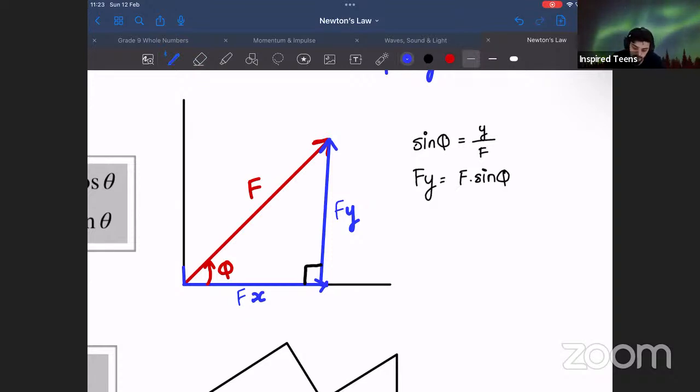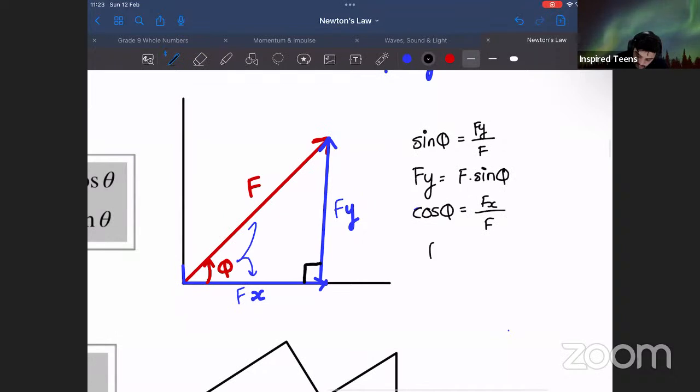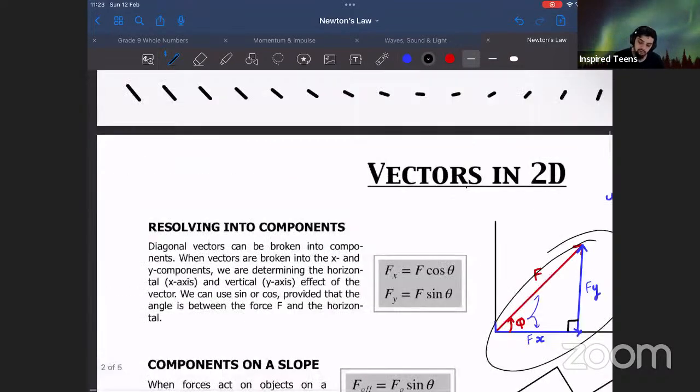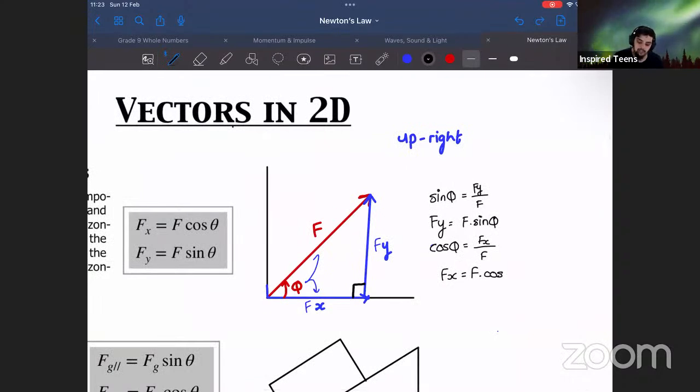Now in this case, yes, sine. If I want to represent Fx in terms of theta and F, I would have to use cos because it's adjacent and hypotenuse. So cos theta is equal to Fx over F. If I want to isolate Fx, I say Fx is equal to F times cos theta. So these are firstly diagrammatic representations of the components of a diagonal force, as well as the mathematical calculations of a component.